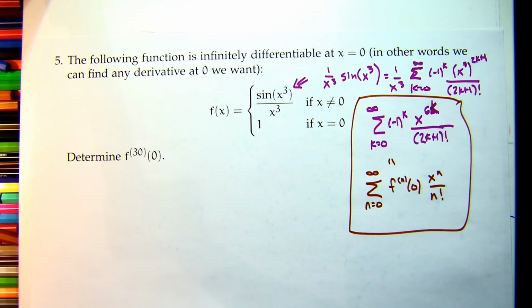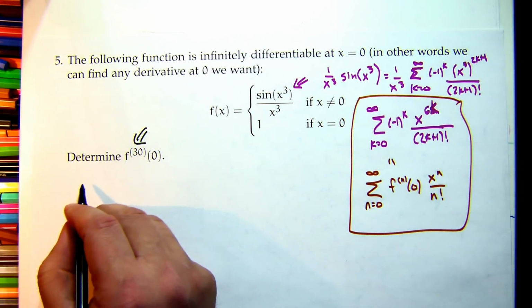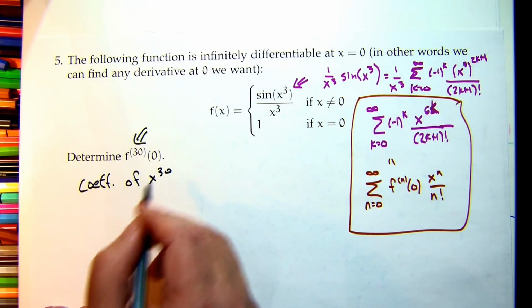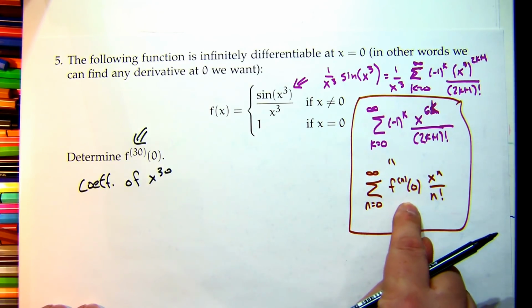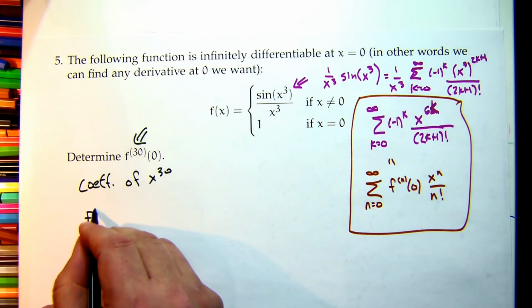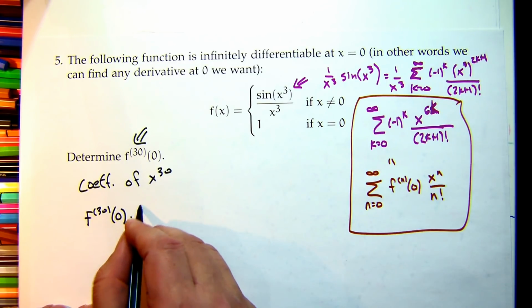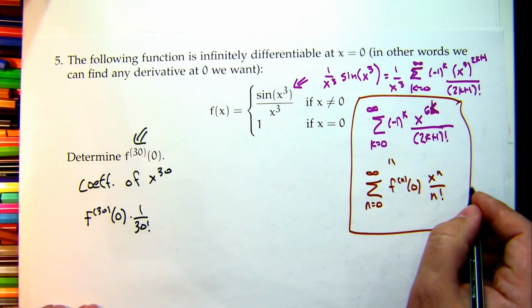Now I say, well, if they're the same, all I have to do is figure out what piece I need to look at. I need to look at the part which would have the 30th derivative at 0. So look at the coefficient of x to the 30th. For the sum here, that would be the 30th derivative at 0 times 1 over 30 factorial, because that's n equals 30.